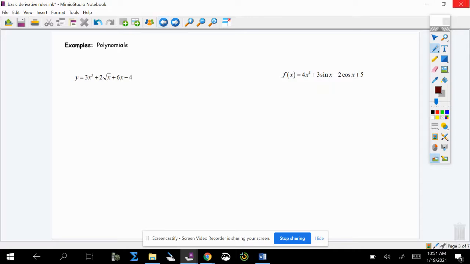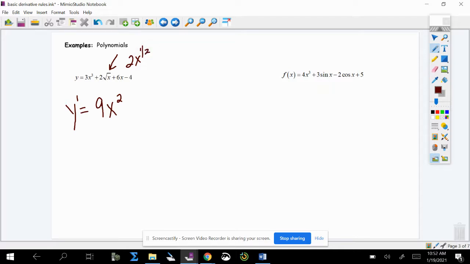We talked with our sum and difference rule that when you have polynomials, things that are added or subtracted term by term, you're going to derive them term by term. And so these are just a couple quick examples of that. So for our first one, our first term derivative, power out front, power 1 less, is going to be 9x to the second.